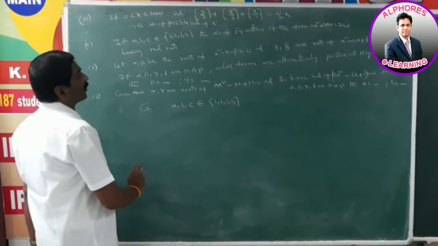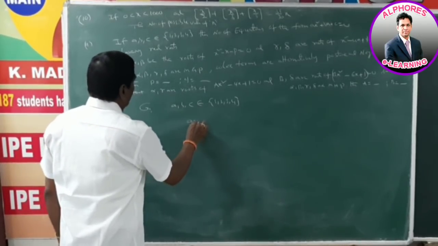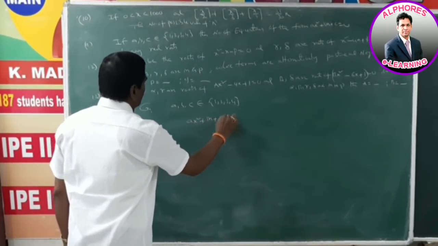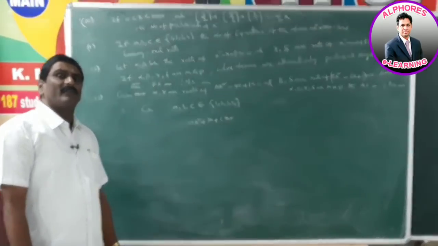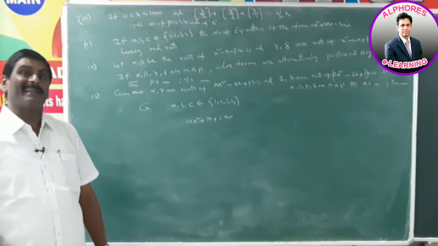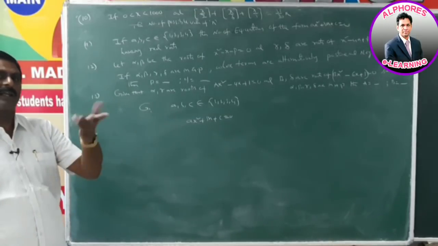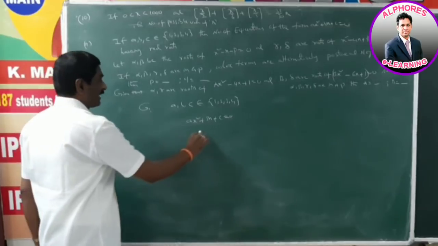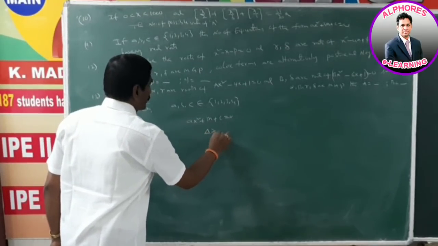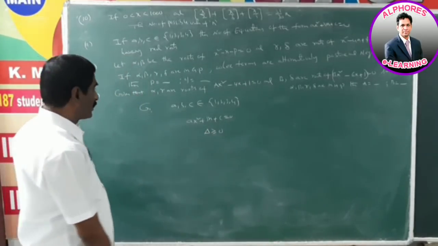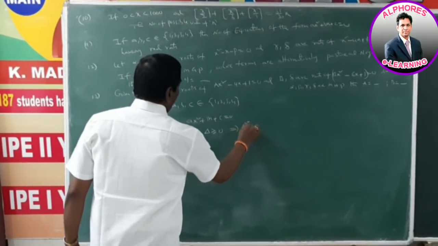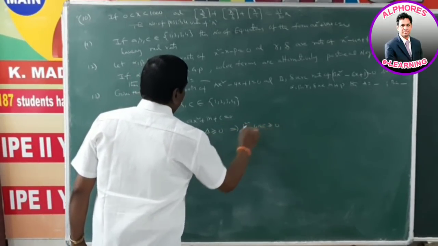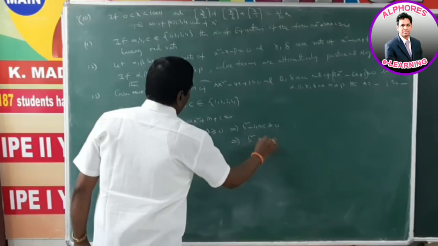a, b, c belong to {1, 2, 3, 4}, and the given quadratic equation is ax² + bx + c = 0. This quadratic equation has real roots only when delta is greater than or equal to 0, real and equal or real and distinct, since both cases give real values. For real solutions, delta ≥ 0, that means b² − 4ac ≥ 0, so b² ≥ 4ac.